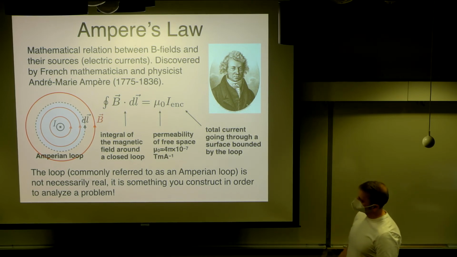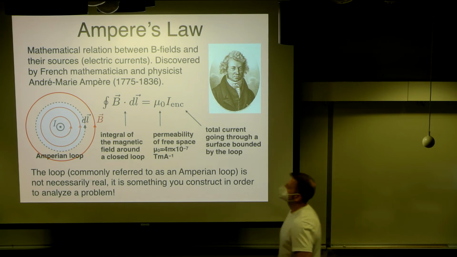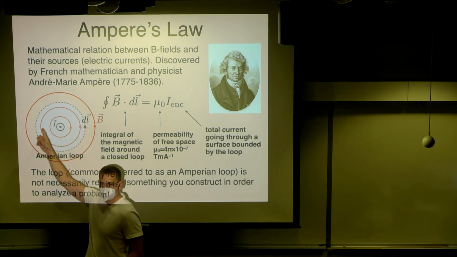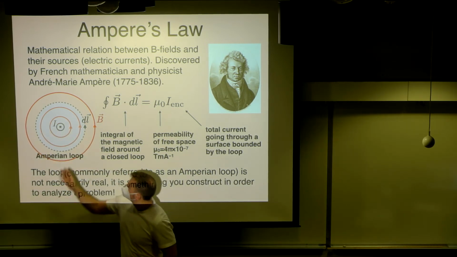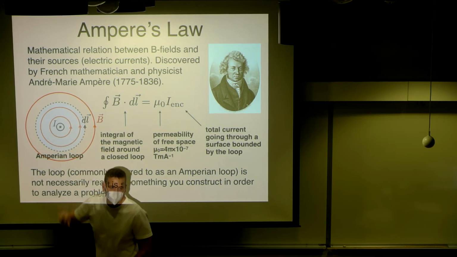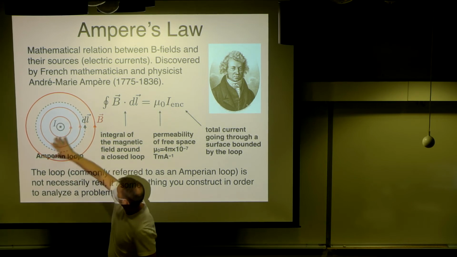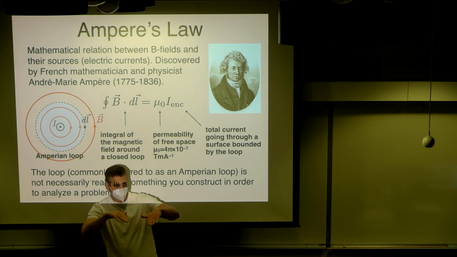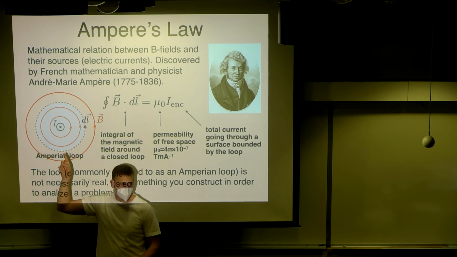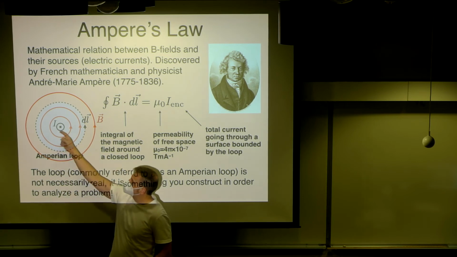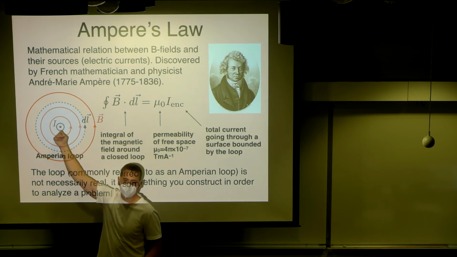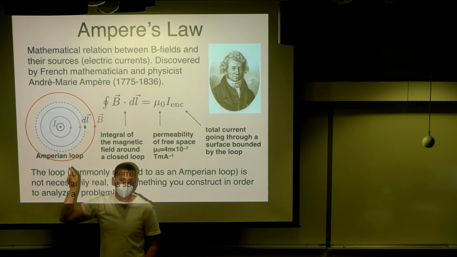So to be a little bit more precise, right, we have our loop, okay? The loop itself defines a surface, right? So in other words, we have a circular sheet inside of our loop, right? I enclosed is the current that's going through that surface defined by the loop.